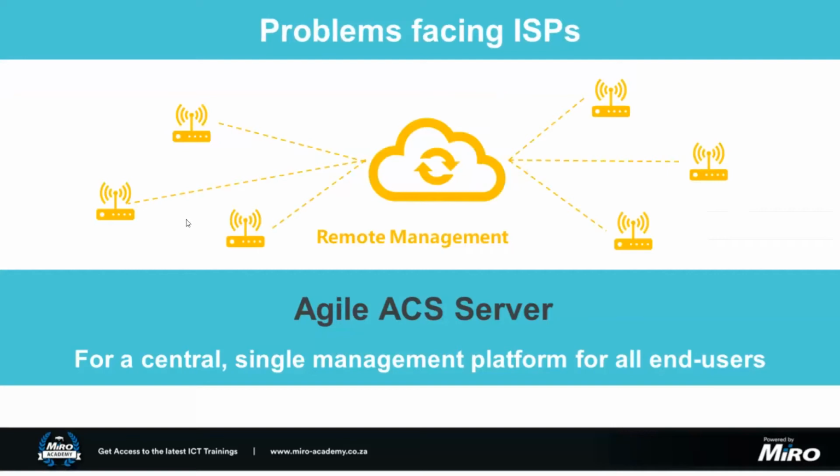The answer to that is TP-Link's Agile ACS server. So this is an additional software solution that works with the Agile configuration routers that you essentially stack on top of that solution to complete your full end-to-end Agile solution. So essentially what this provides you with is a full remote management capability. So full visibility of every single Wi-Fi router that's out in the field.